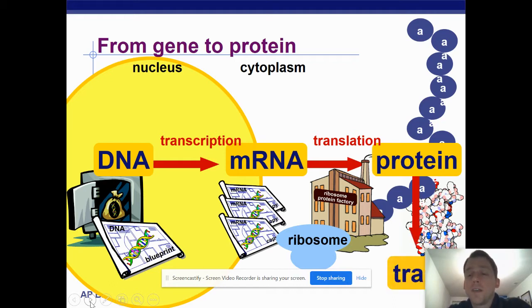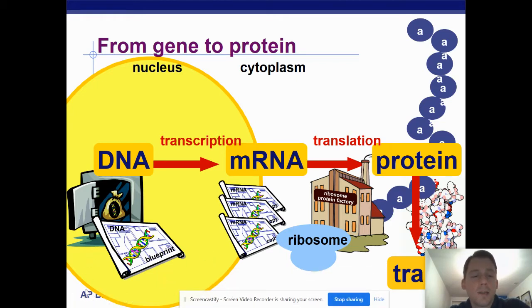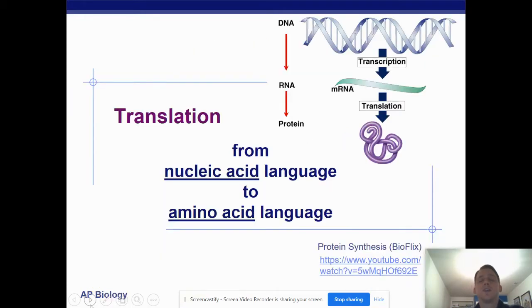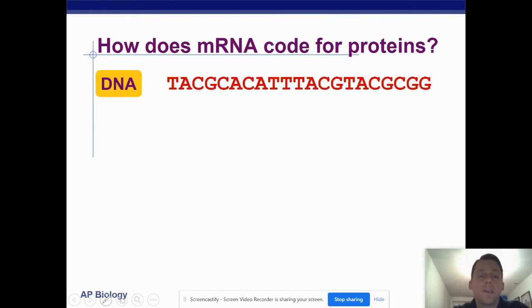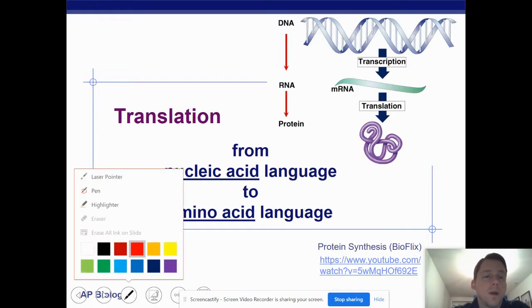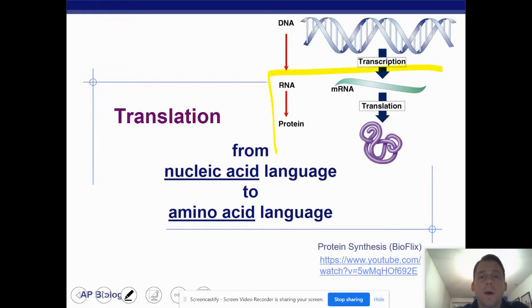And of course, proteins are going to make all the traits that we have. All right, so moving on. Translation is from nucleic acid language, specifically RNA, to amino acid language. So that's proteins. We are going from RNA to proteins. I'll use the pen to highlight what we're talking about: this part here, from RNA to protein.